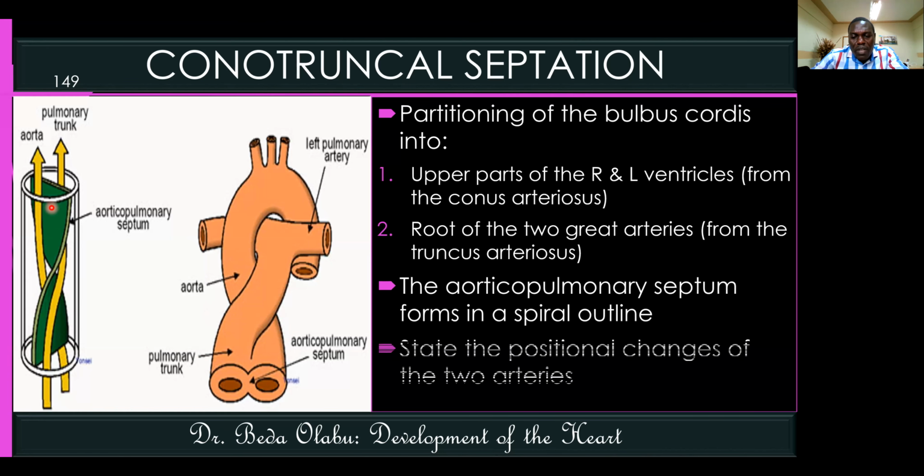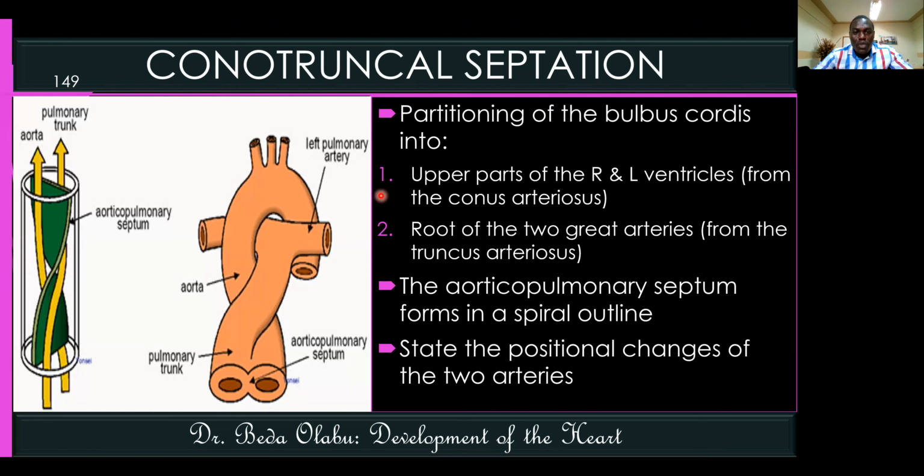And so because of that spiral outline, there are positional changes in the great arteries. Pulmonary trunk is initially from the right side. Remember, it's from the right ventricle anyway. It goes in front and then to the left. And that's why the sound of the pulmonary valve is heard on the left, in as much as the pulmonary trunk is from the right side. Aorta is initially from the left ventricle. It passes posterior and then to the right. And that's why sound from the aortic valve is heard on the right, in as much as the aorta is from the left ventricle.